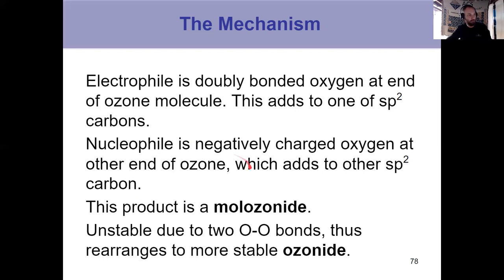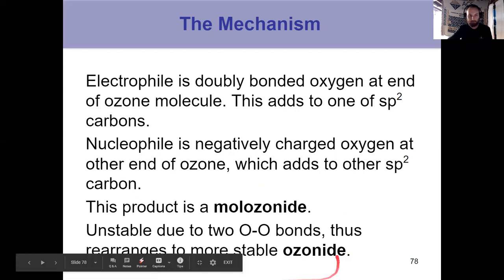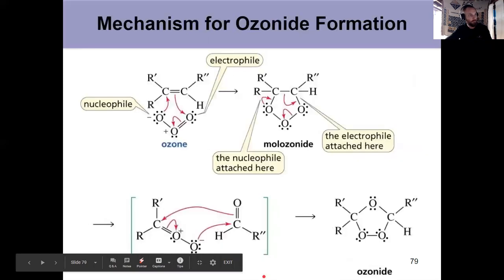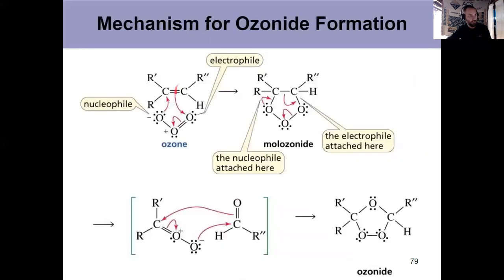After that first step, we form a product that's known as a malozonide. Okay? That has 2 OO bonds, so it's not exceptionally stable. So it rearranges to form an ozonide. What's it look like? Nucleophile here, attacking the electrophilic oxygen. Electrons move over. Nucleophilic oxygen, we form our malozonide.